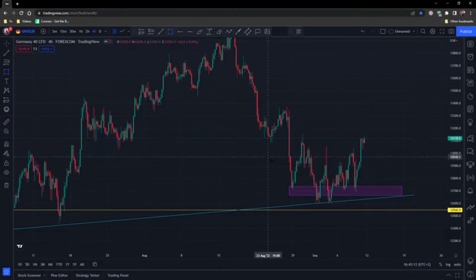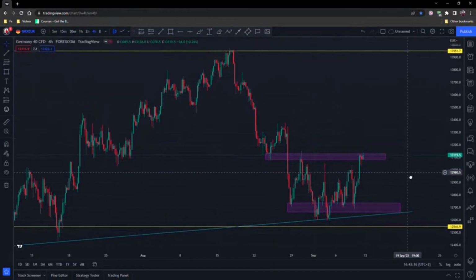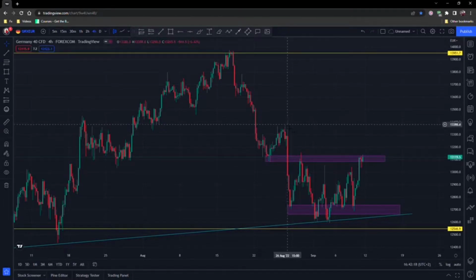But we can see that where we are at the moment is also an area of our resistance area for that current triangle formation, right?